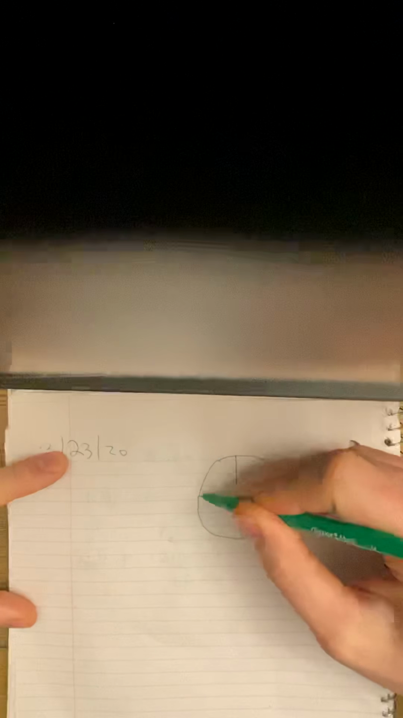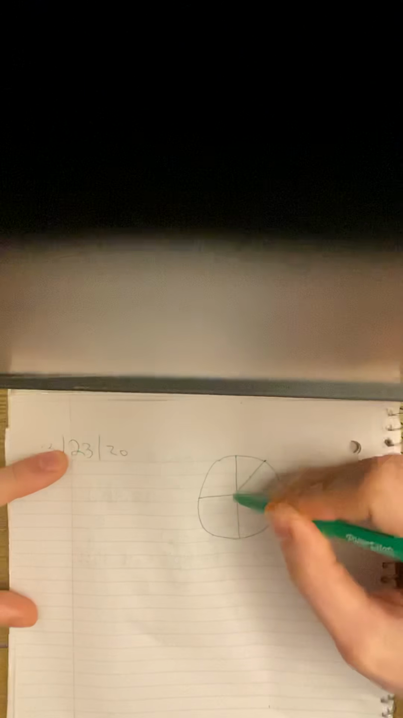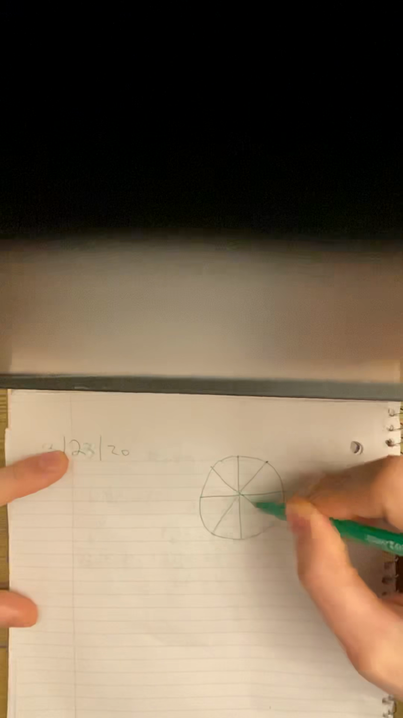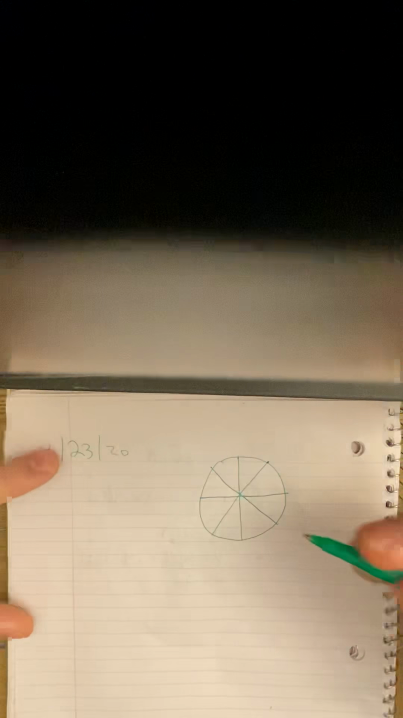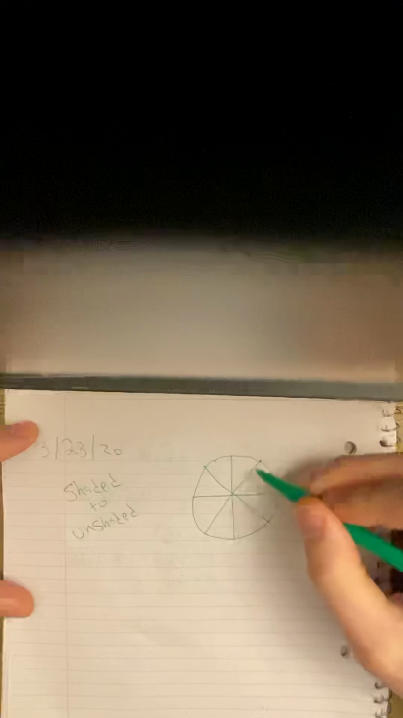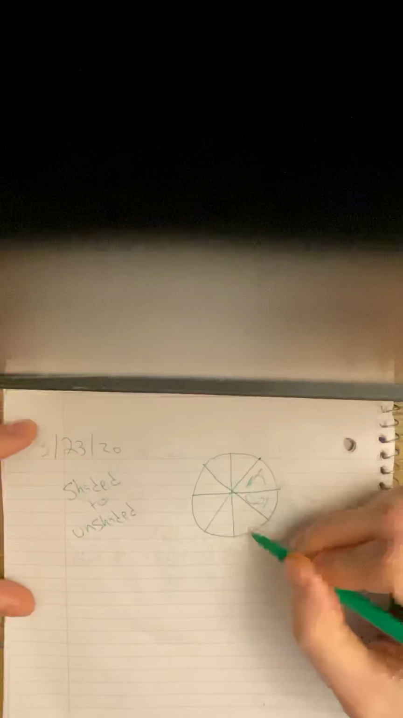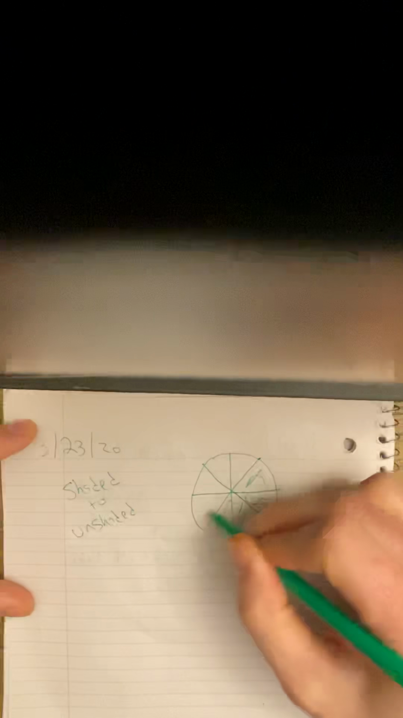So I got 2, I got 4, now I got 6, now I got 8. All right? So I'm going to make my unshaded sections, and my shaded, I'm going to do the ratio of shaded to unshaded. All right, so I'm going to color in 1, 2, 3, 4, 5, 6. Okay?